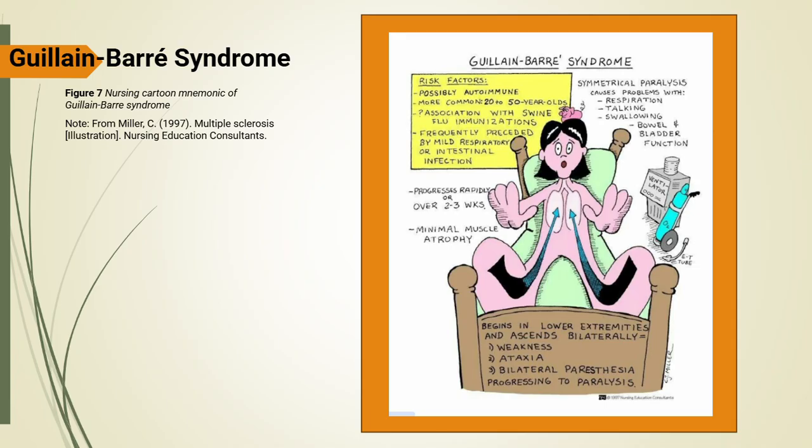This is a great visual summary of Guillain-Barré syndrome, highlighting the key risks and clinical features in a way that is easier to remember. Let's walk through each component to review. The yellow box lists the risk factors.